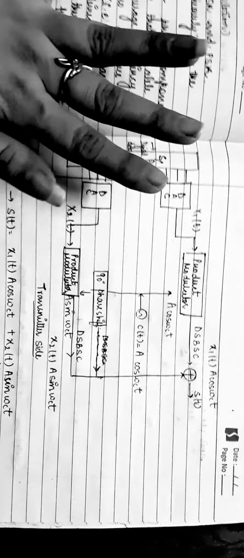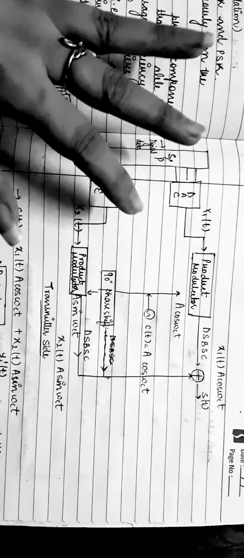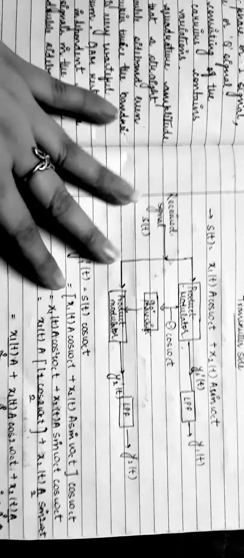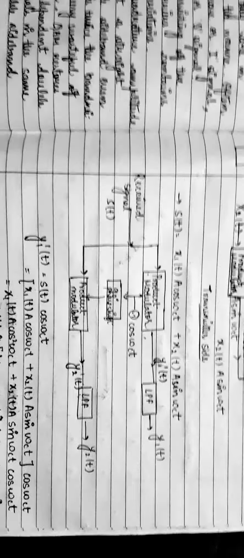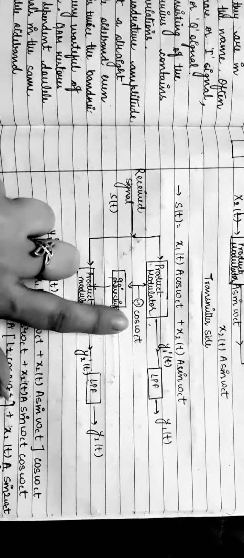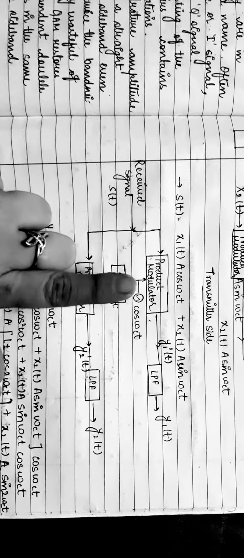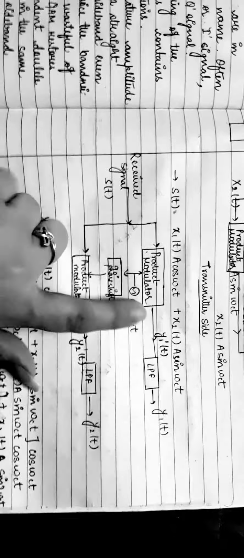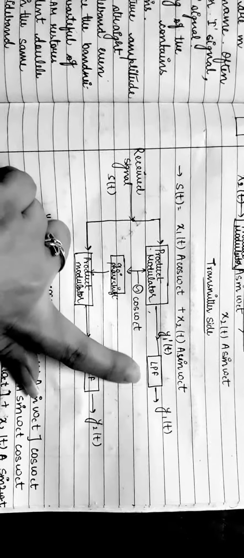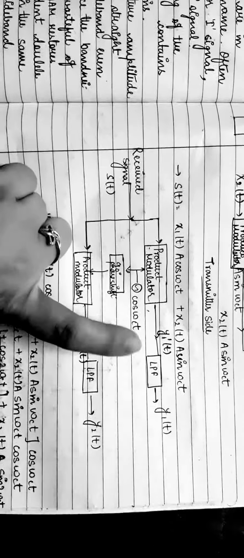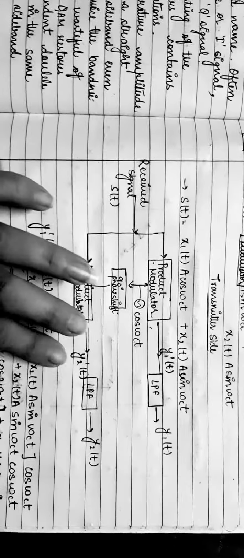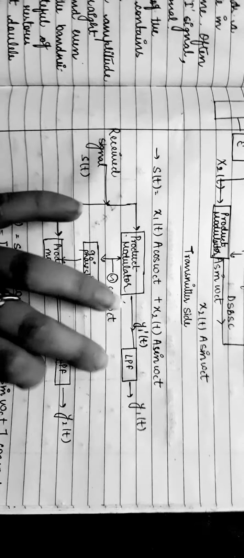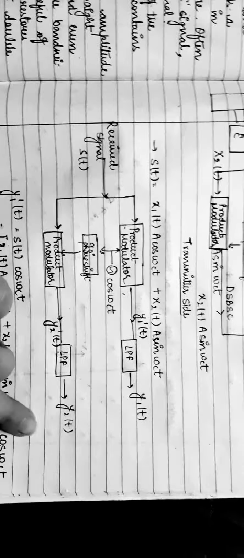Next we will see what happens at the receiver side. At the receiver side we have received the signal s(t). It is passed through the product modulator. We have a carrier that is locally generated, cos omega ct. After applying a 90 degree phase shift we get the second carrier. The outputs of the product modulators, say y1'(t) and y2'(t), pass through the LPF, that is a low pass filter, and we get the outputs y1(t) and y2(t).